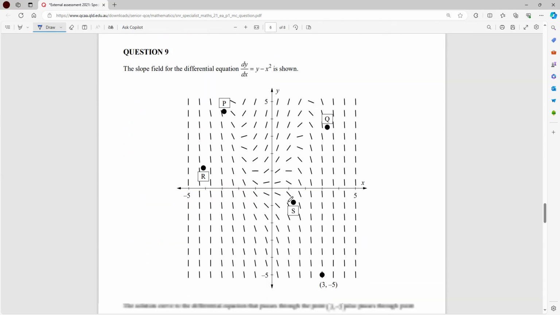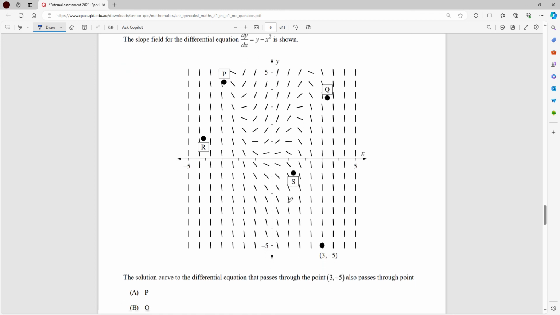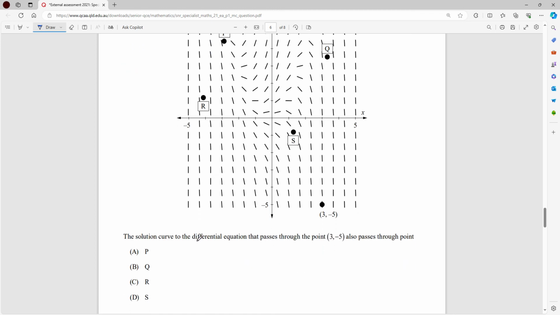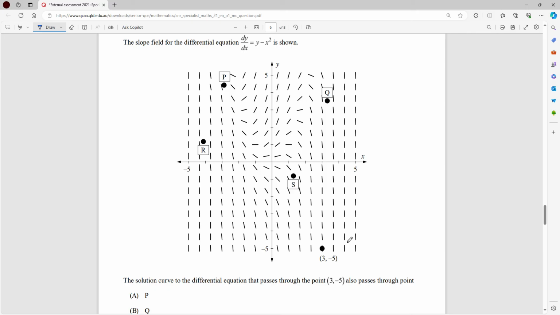Okay. So question 9. The slope field for a differential equation dy/dx equal to y minus x squared is shown. The solution curve of the differential equation passes through the point (3, -5), and it also passes through another point, and then you get to pick. Okay, so you've got to think of it like a current. You've got to think of it like a fluid. It's going to follow pretty much the path of the slope field.